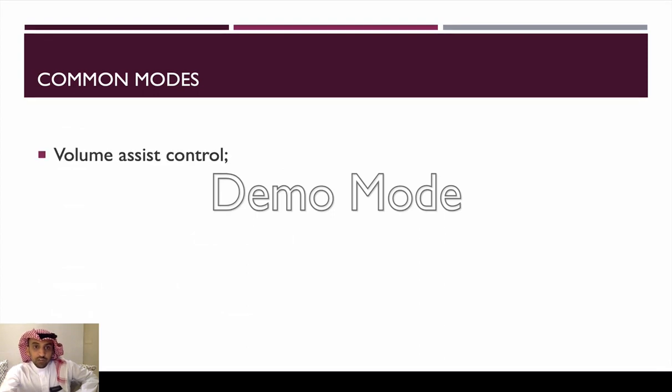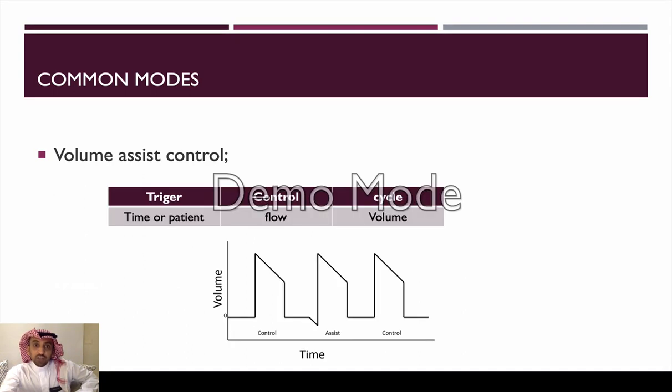So in any mechanical ventilation, we have variables, which are the trigger, control, and cycle. In a volume assist control, the trigger is time, at a set frequency, or the patient triggering the ventilator to initiate an assist breath. The control will be the flow in this mode, and the cycle, or the end of the breath, will be determined by the preset volume.